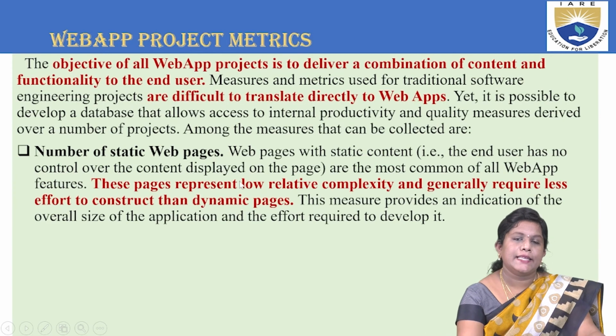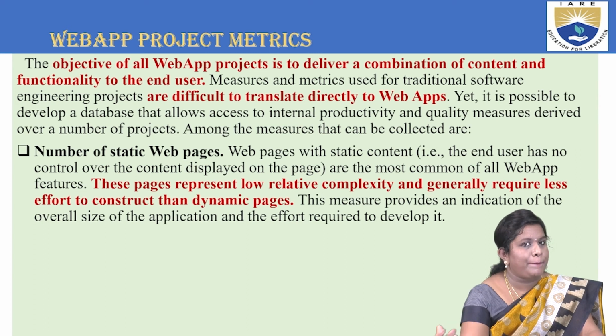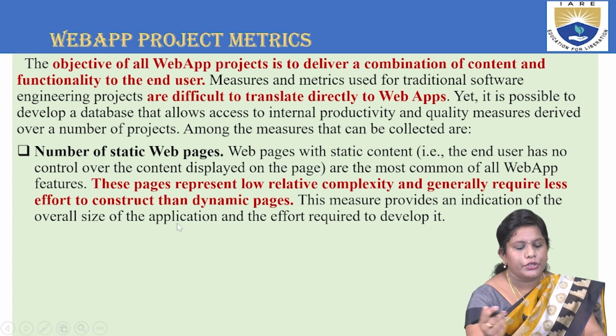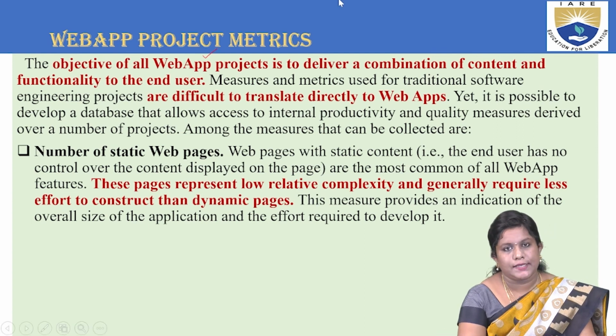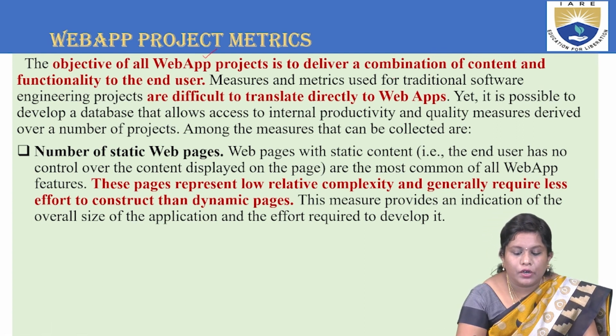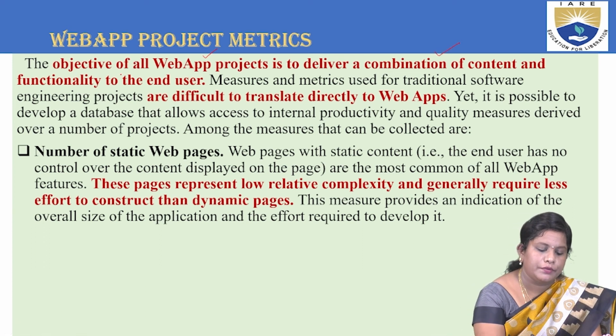And the next category in the size measurements is the web application project. So the name itself says web application. You are developing an application for which you require various web pages, and those web pages have to be merged together. They have to be linked up together, right? So you can see the objective of all web projects is to deliver a combination of content and functionality to the end user, right?